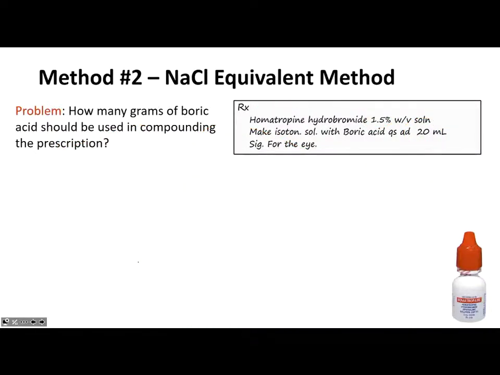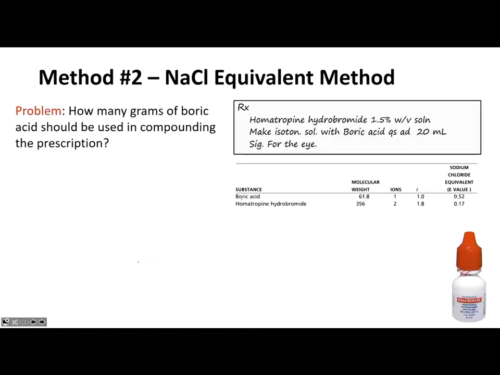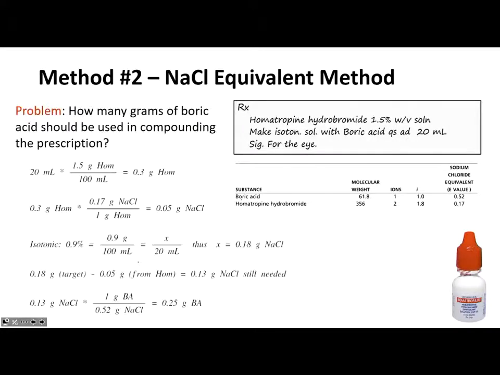All right, same thing with E values, let's do sodium chloride equivalent. Go to the table, look up the values. Instead of delta TFs, they're E values. Do you see the two E values that we have there for our ingredients, both boric acid and homatropine? Let's start again with the homatropine. Again, we can't use it in percent. The 1.5% doesn't help me. I need the weight of the homatropine.